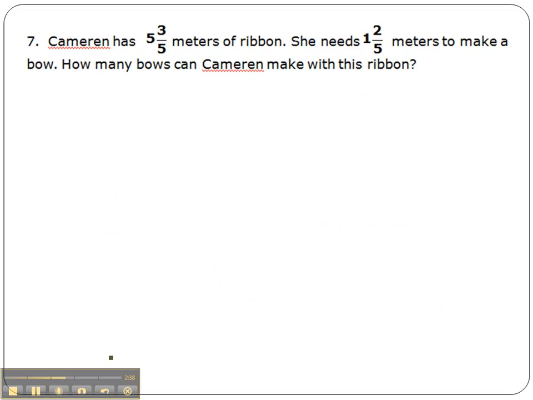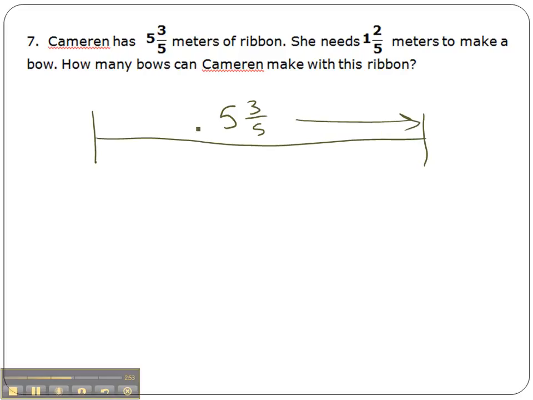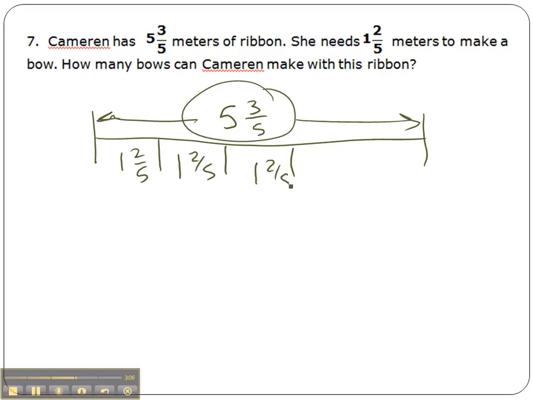Problem 7 says Cameron has 5 3/5 meters of ribbon. She needs 1 2/5 meters to make a bow. How many bows can Cameron make with this ribbon? So it's the same kind of problem where she has 5 3/5 altogether, and each bow is going to take 1 2/5. So we're dividing that 5 3/5 up into groups that are 1 2/5 large to find out how many of those 1 2/5 we can get from 5 3/5, how many bows she can make.